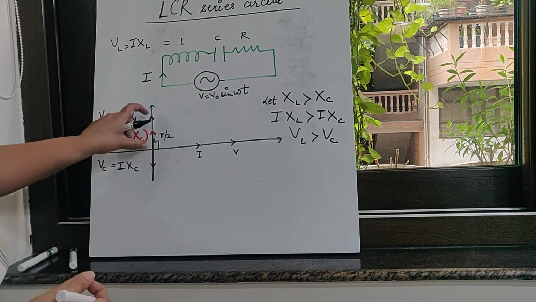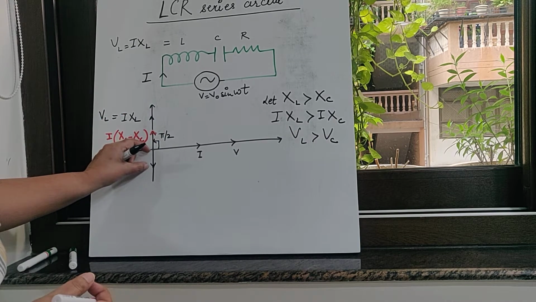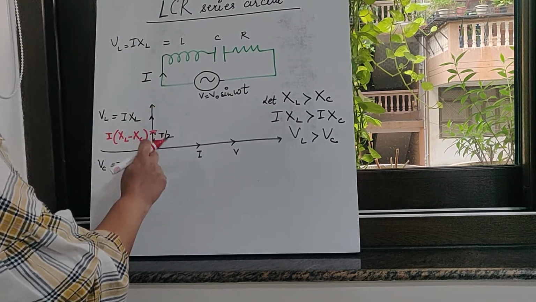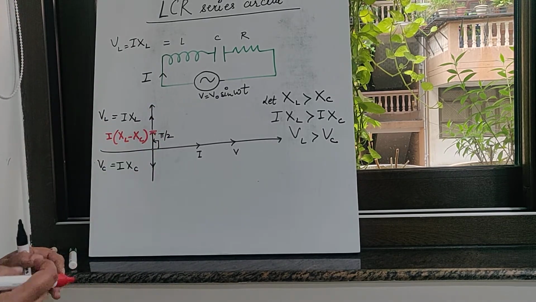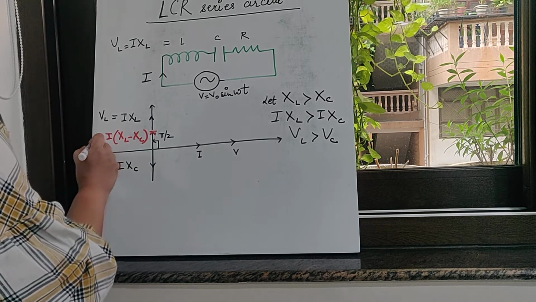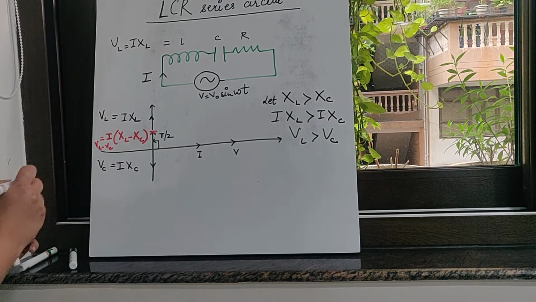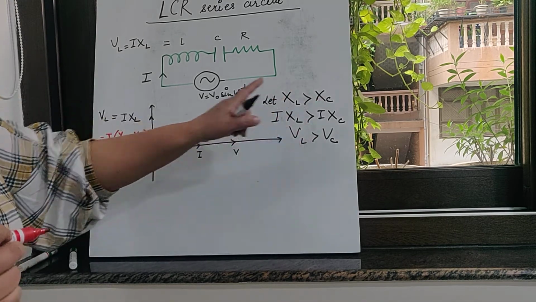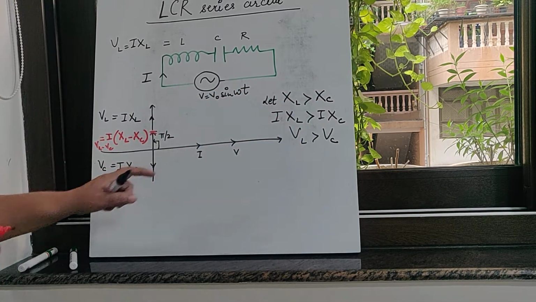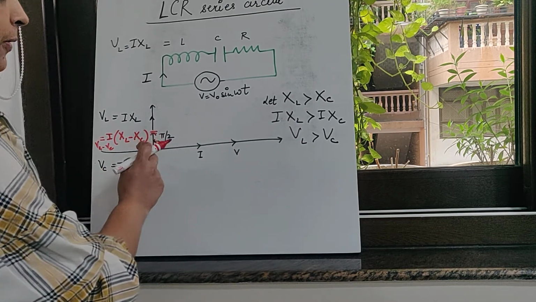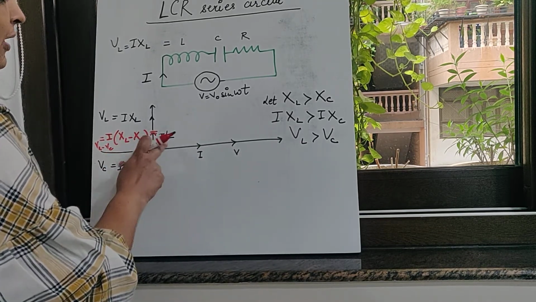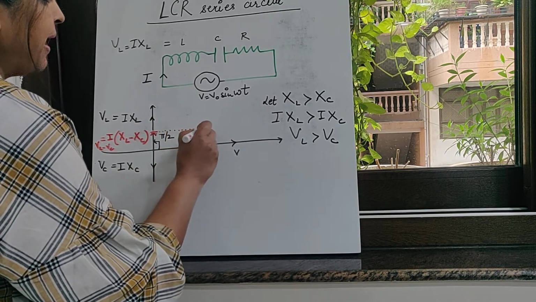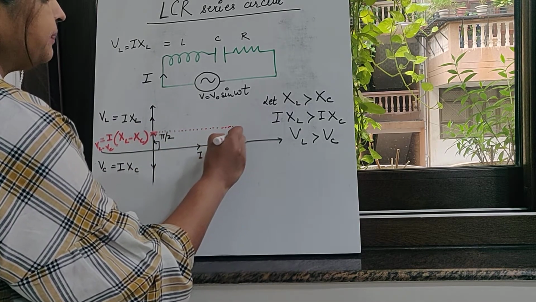From this bigger vector, I have subtracted this smaller vector, and let us say this is the resultant, I into XL minus XC. So this is the resultant vector, which means this is the voltage VL minus VC. Obviously we have considered XL to be greater than XC, therefore the voltage is leading the current. But in order to find out by how much angle the voltage is leading the current, we will have to draw a parallelogram like this.